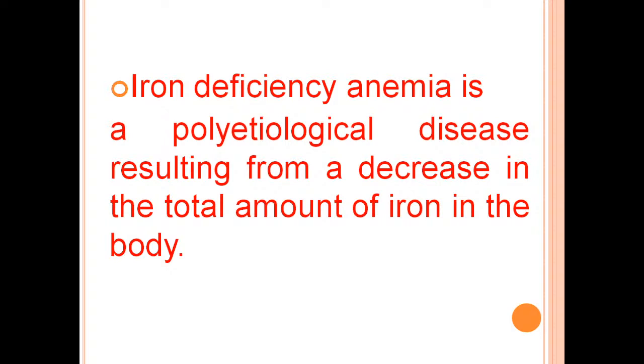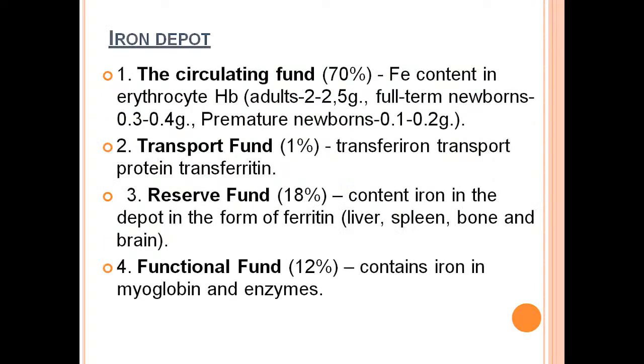Iron deficiency anemia is a polyetiological disease resulting from a decrease in the total amount of iron in the body. Why? Because we have iron depots, hemosiderin, transferrin, depots in the liver, bone marrow, and spleen, and it takes a long time with the disease to develop anemia and decrease the level of all of these depots.